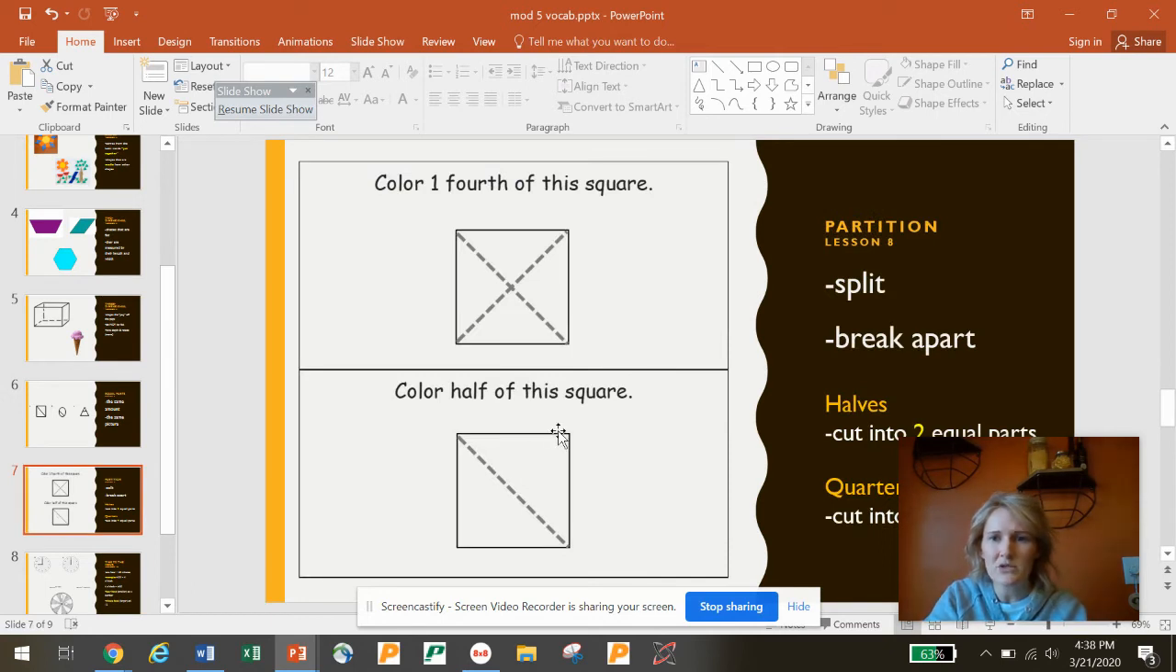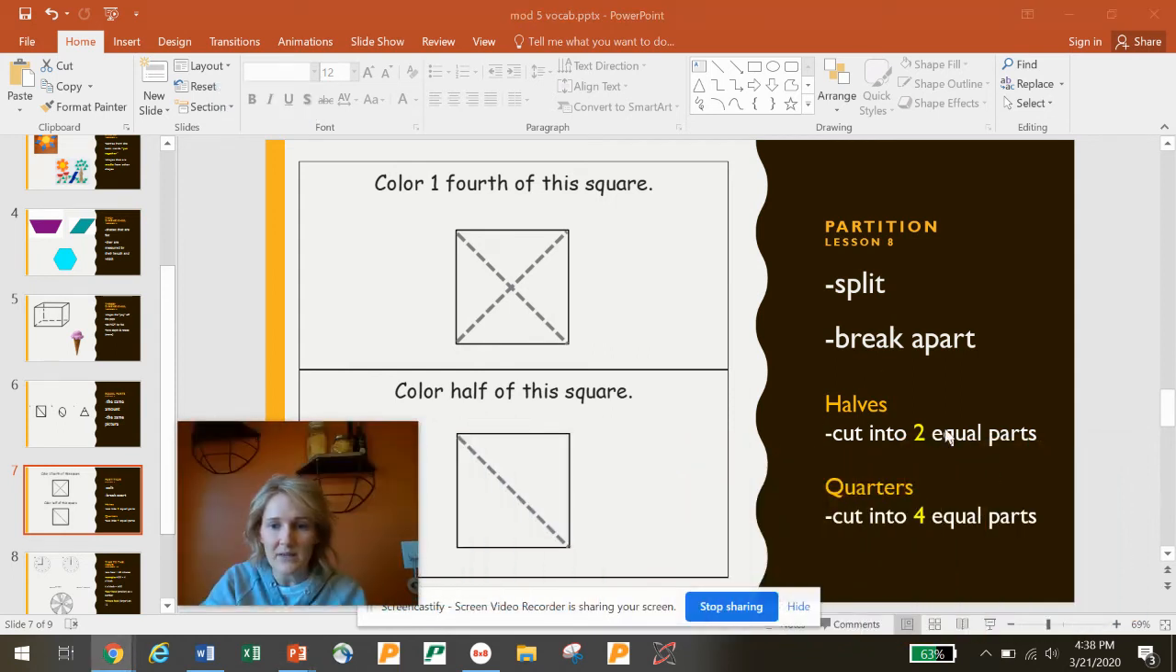Another term that you're going to run into is partition. So again, partition is just a fancy word for splitting or breaking apart. The first example, if I were to say this square is partitioned, it's split into 1, 2, 3, 4 parts. The bottom picture, this square is partitioned into 2 equal parts or halves. So at the bottom here, I'll move myself, you can see that I added 2 vocabulary words, halves and quarters. You're going to be hearing those in lesson 8 quite a bit. So if you're hearing the word half, that means that a shape is cut into 2 equal parts. Quarters, a shape is cut into 4 equal parts.